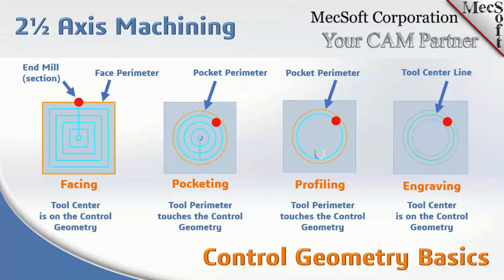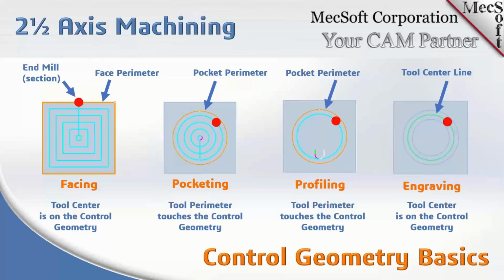Now, if you move to the right for profiling, the contact point is identical to pocketing, except that you're not clearing out all of the material inside. You're probably assuming that you've already cleared it out to some extent, or maybe used a pocketing operation and left some stock on the sidewalls. So you're going to use a profiling operation to finish the sidewalls and maybe even the depth of the pocket.